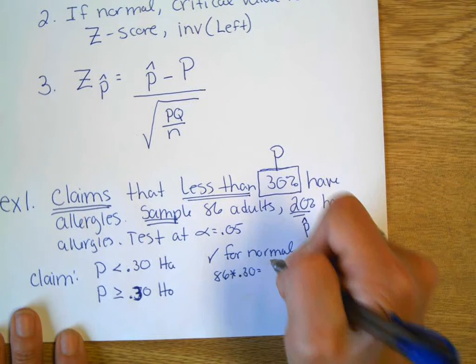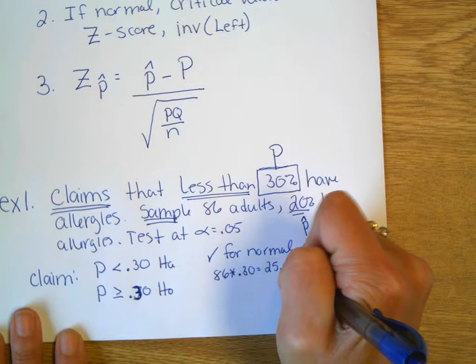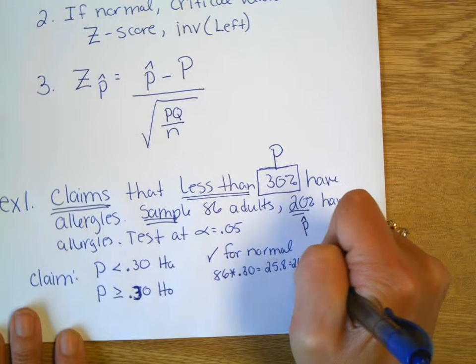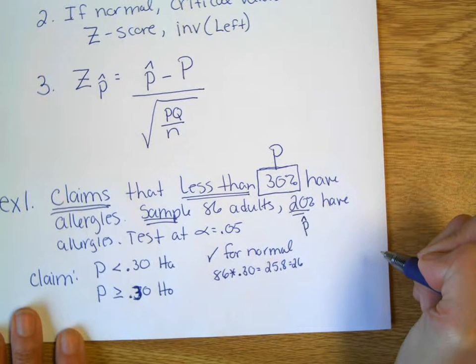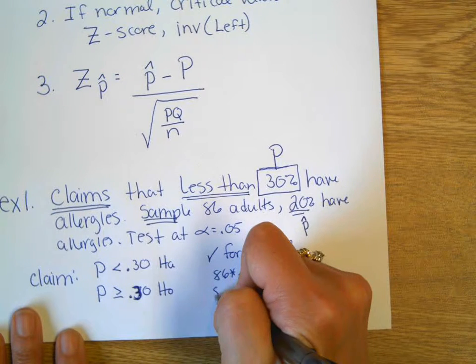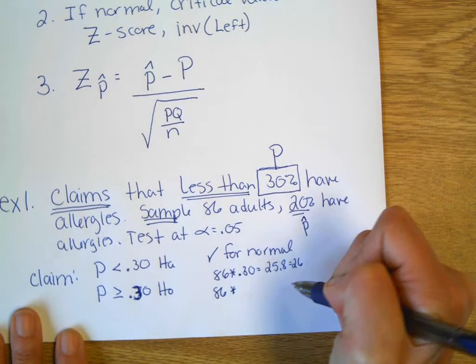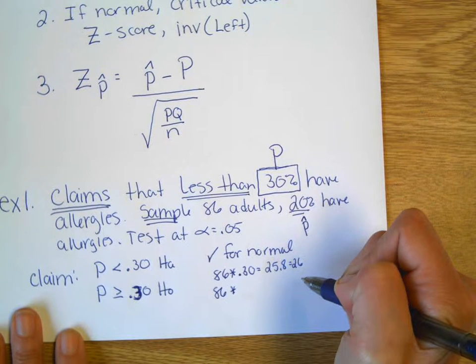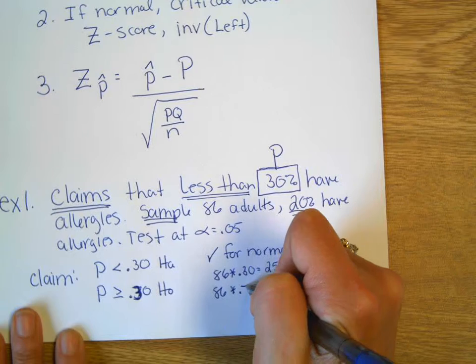I got 25.8, which means they probably had 26 successes there out of the 86. And then 86 times big Q. How do I get big Q? 0.7.